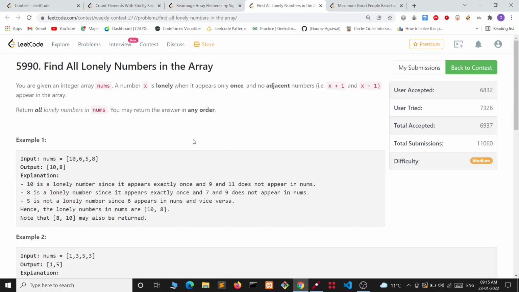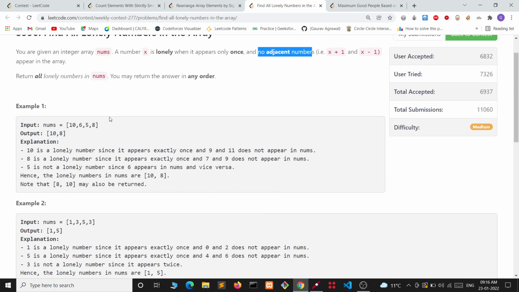Now let's see the third problem. In the third problem, we are given an integer array nums, and a number x is lonely if it appears only once and no adjacent elements x plus 1 and x minus 1 appear in the array. So there are three conditions. First, it appears only once, and there are no adjacent elements x plus 1 and x minus 1 appearing in the array. Now we have to return all the lonely numbers in nums, and the answer can be in any order.